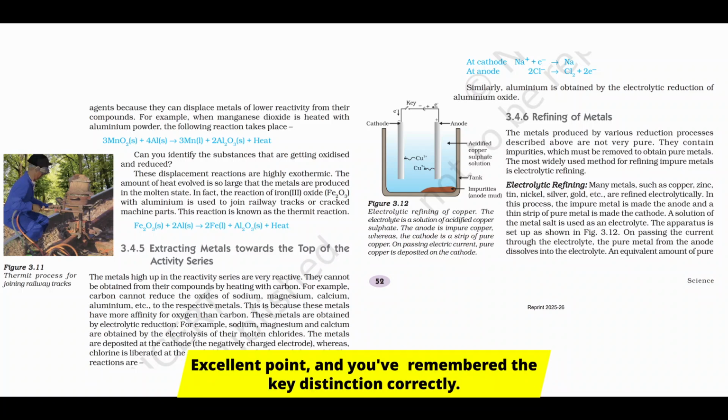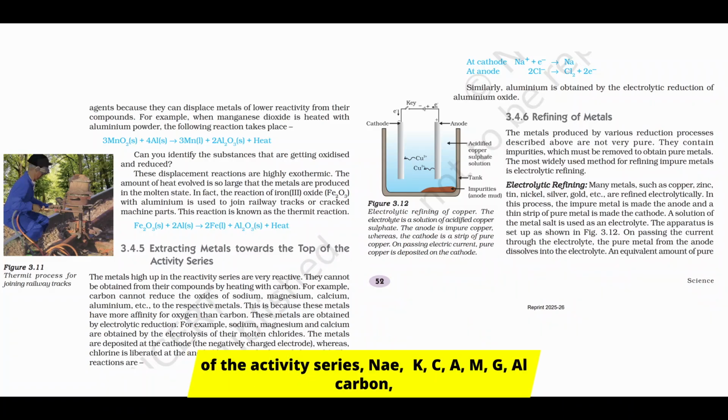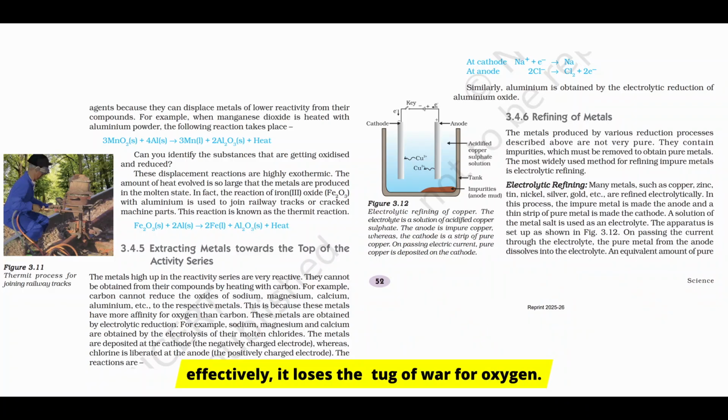Excellent point, and you've remembered the key distinction correctly. For these most reactive metals at the top of the activity series, Na, K, Ca, Mg, Al, carbon is simply not a strong enough reducing agent. Why? Because these metals themselves have a much higher affinity, a stronger desire for oxygen than carbon does. Carbon just can't pull the oxygen away from them effectively. It loses the tug of war for oxygen.